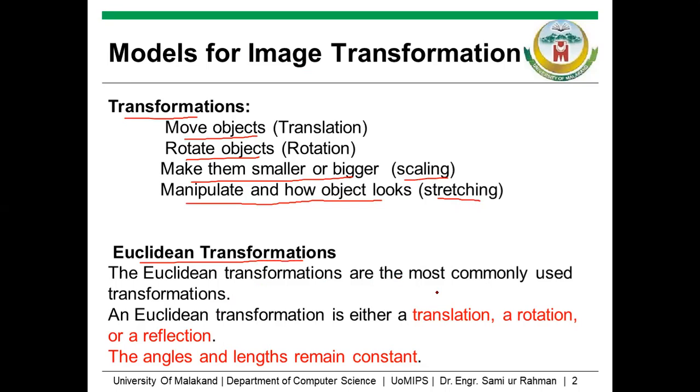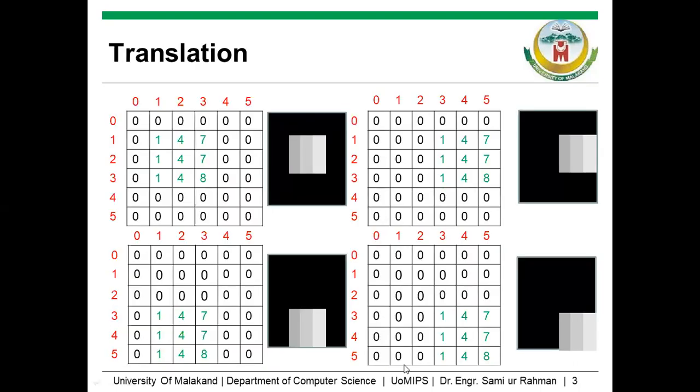Euclidean transformations are the most commonly used transformations. A Euclidean transformation is either translation, rotation, or reflection, and in these transformations, the angles and lengths remain constant. Now, let's first start with translation.